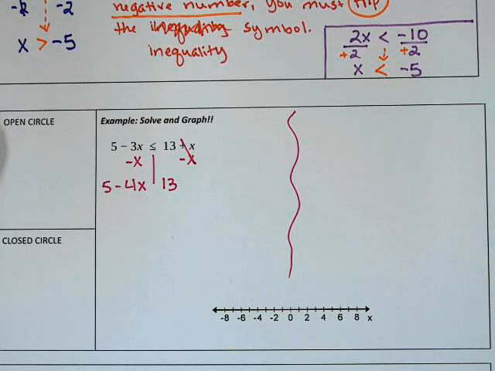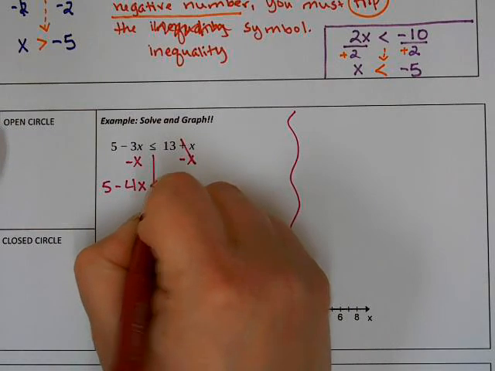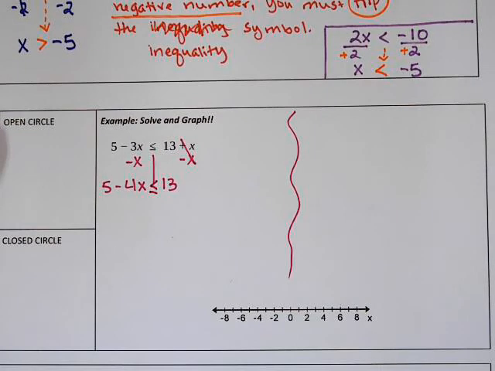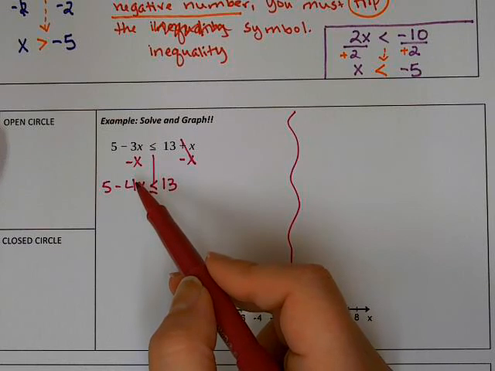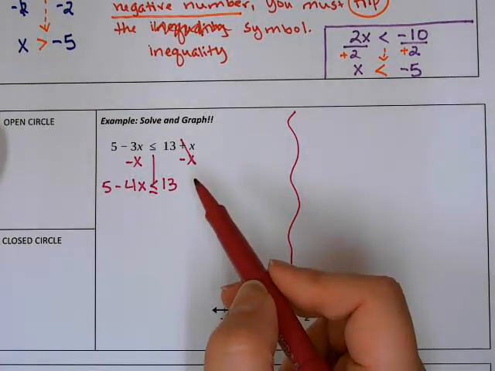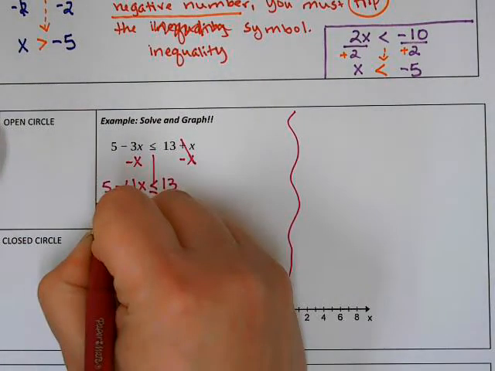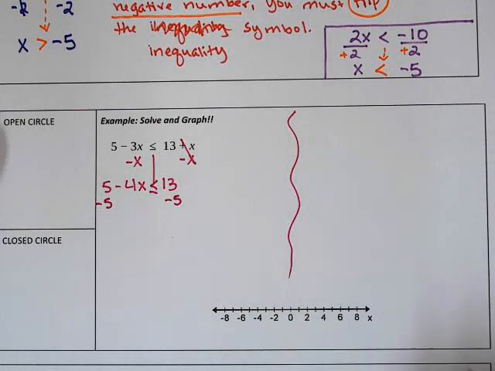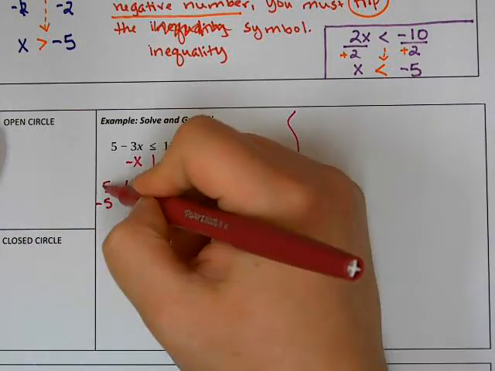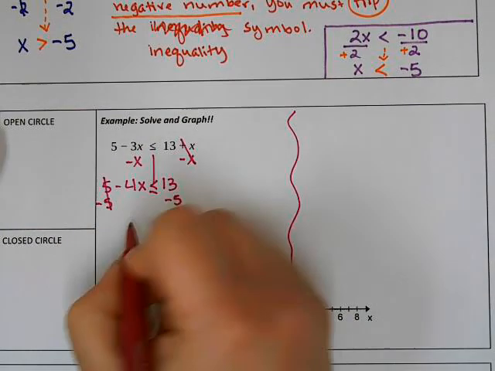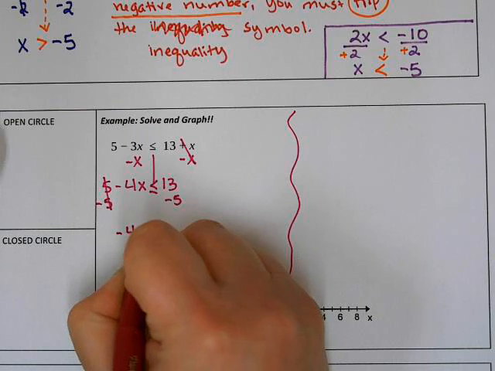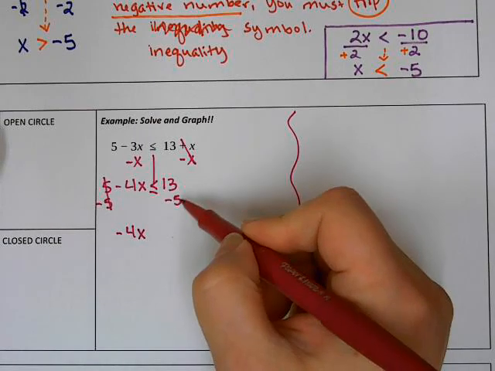Now I subtracted x from both sides. I did not multiply or divide by a negative number. So that means my inequality symbol is exactly the same. It's still a less than or equal to. Now that I have my variables on the left, I want to move all my numbers to the right side. So I'm going to go ahead and subtract 5 from both sides of the inequality so that these 5's cancel each other. Now I have negative 4x, and I've got 13 minus 5, which is 8.